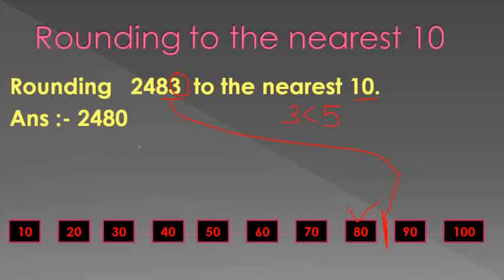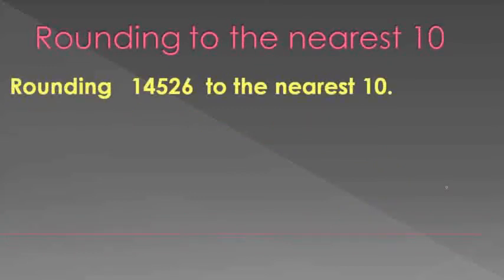I hope it is clear to you why we round down this number: because the unit place digit is 3 and 3 is less than 5. So when the unit place digit is less than 5, we round down the number, not round up. Now we move towards the next example.